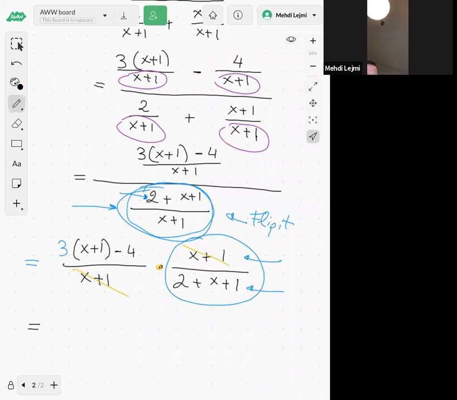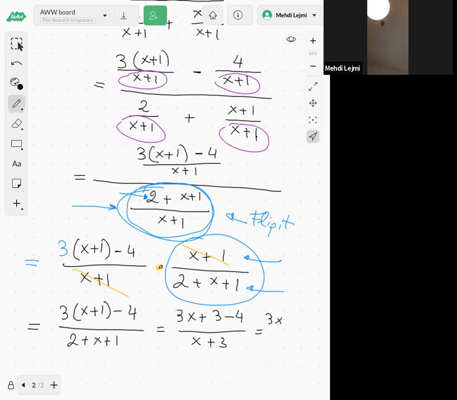All right, so here this is 3 times x plus 1 minus 4, and here it's 2 plus x plus 1, and of course we can simplify this. The top will be 3 times x plus 3 times 1 minus 4, and the denominator is actually x plus 3. And 3 minus 4 is minus 1, so it's 3x minus 1 over x plus 3. Okay, so that will be the answer.